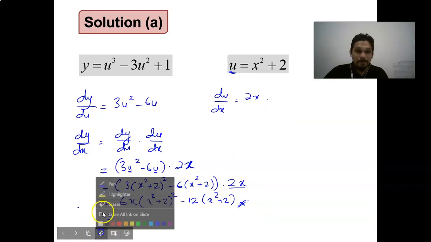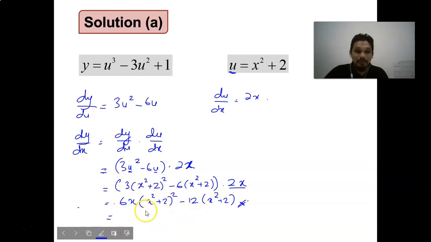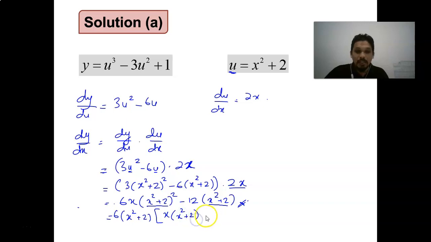Okay, I get the idea now. So we are going to factorize because we get the same term here, x squared plus 2 and x squared plus 2. So then x squared plus 2, we take one of these while we only have one here, and with 12 and 6, take 6 out here. So 6 has been taken outside with x, and then x squared plus 2 minus 2. There you go.